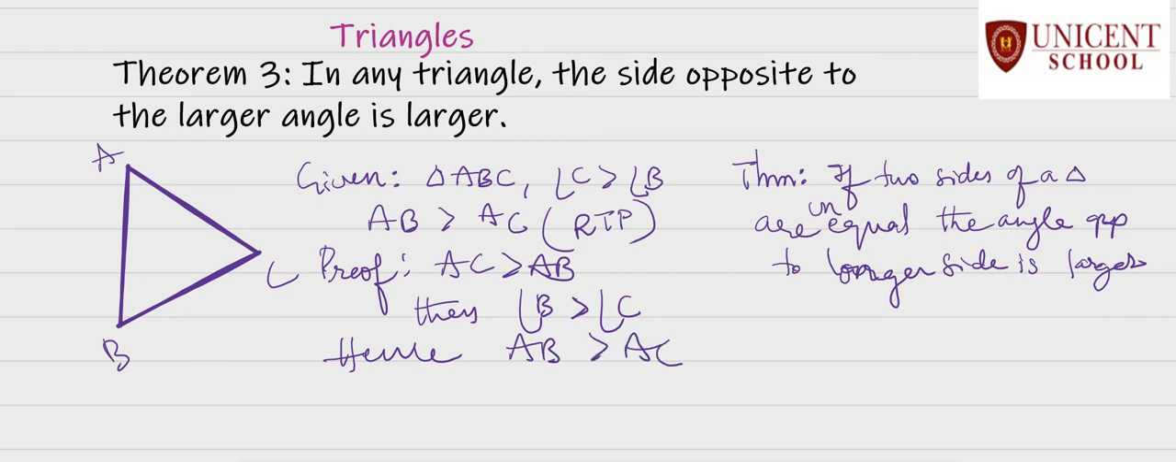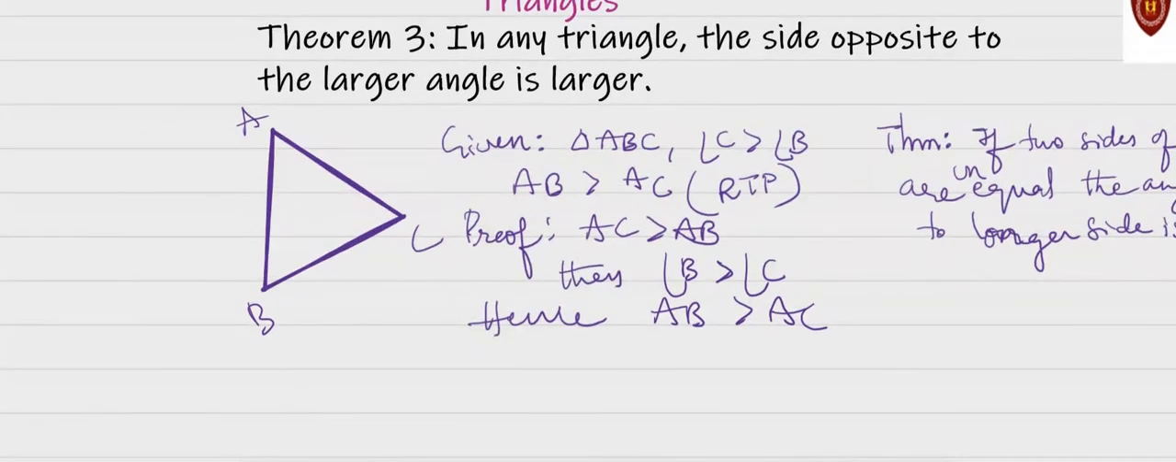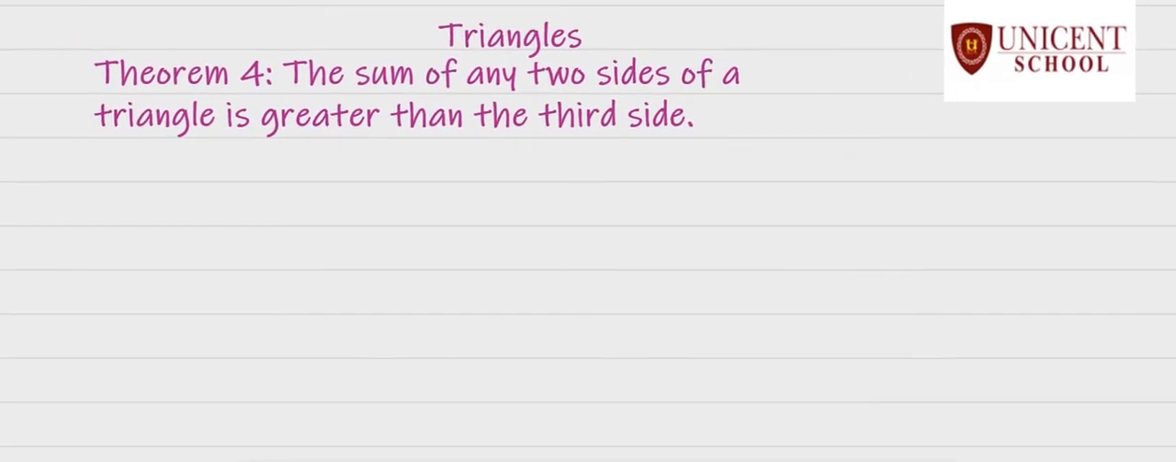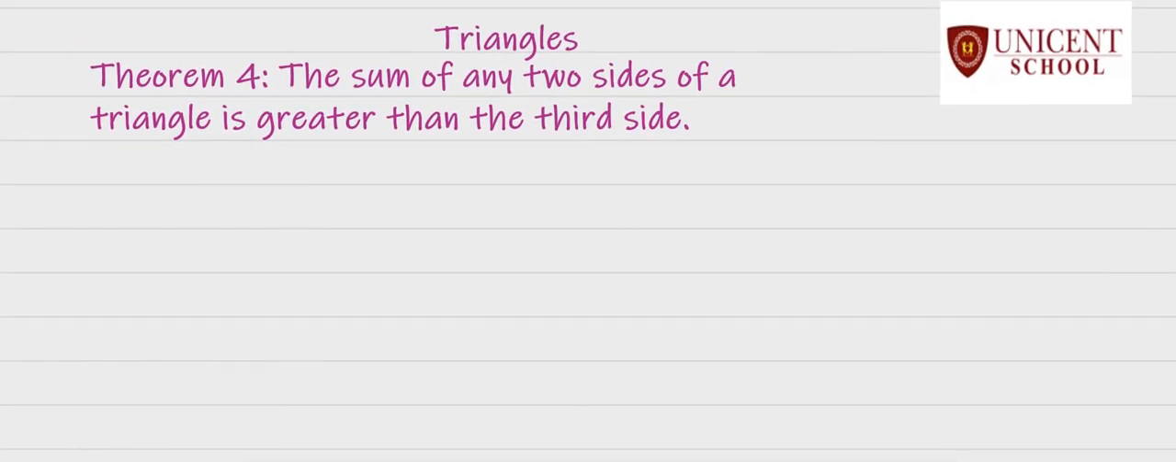So some theorems need to be explained, or proof can be given, based on other theorems. And now let's go to the fourth theorem. What's the statement of the fourth theorem? It states that the sum of any two sides of a triangle is greater than the third side. And for this, let us take a triangle and name it ABC.